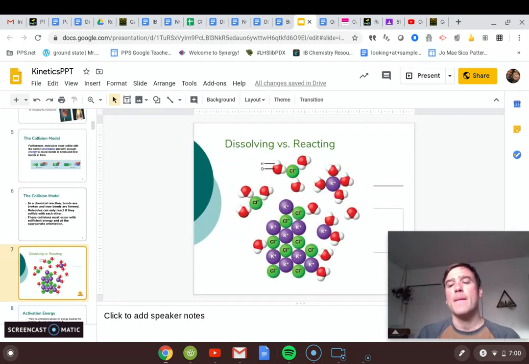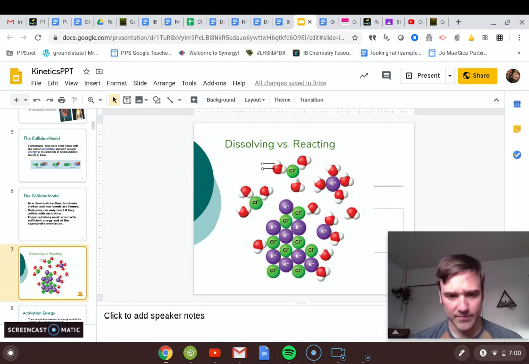One common misconception is that dissolving is the same thing as reacting. While sometimes we can use the same kind of language to describe something dissolving in water or dissolving in another solvent, it is not a chemical reaction because you're not physically changing the bonds that were present before or making new bonds.